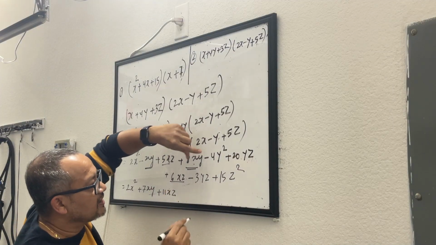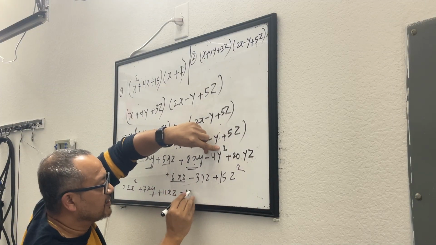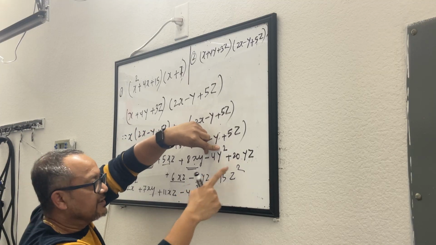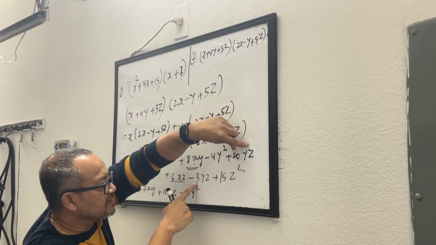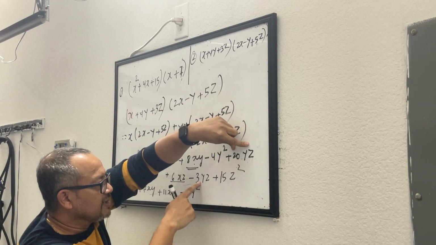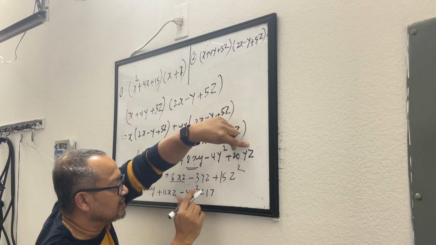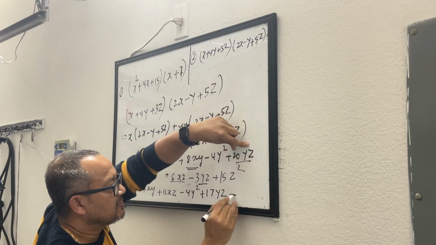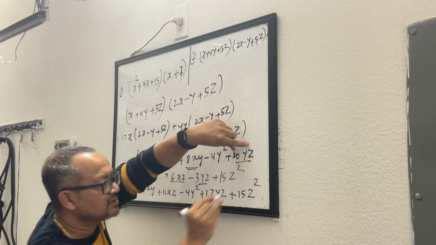This is already done. Minus 4y square will remain 4y square. There is nobody matching with this guy. Then you have 20yz and minus 3yz. So plus 20 minus 3 is plus 17yz. So this one is also done. Plus 15z square. That's it.